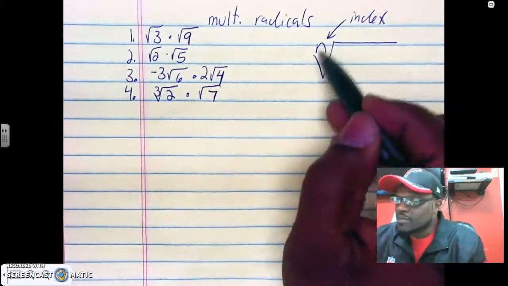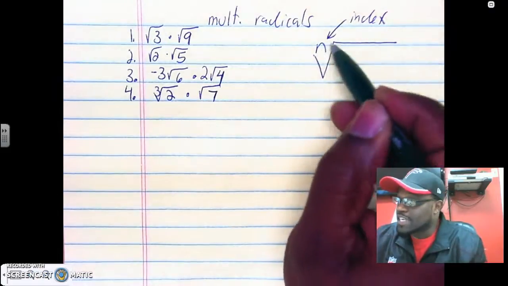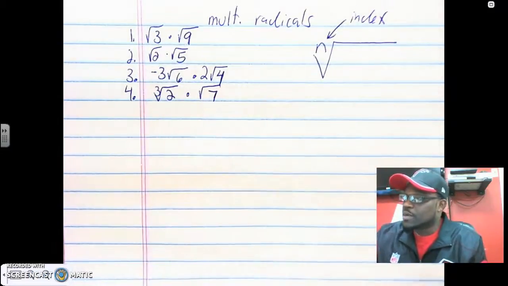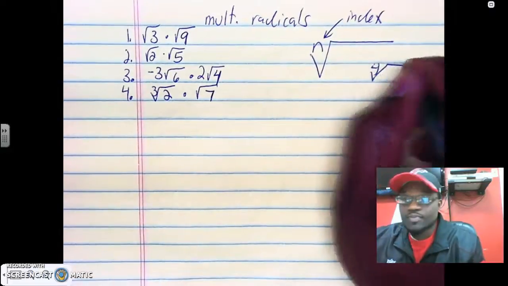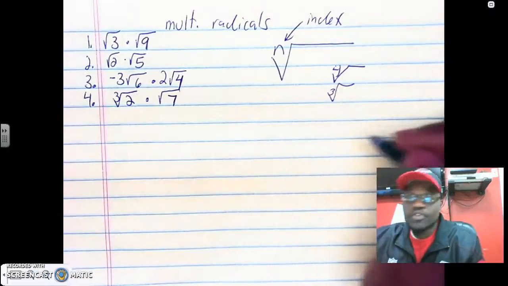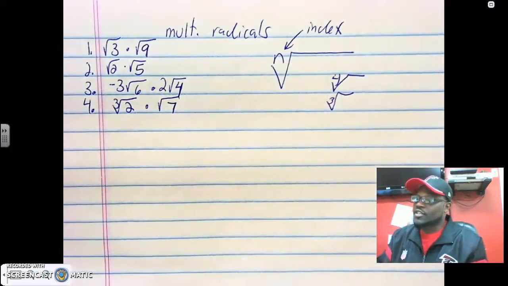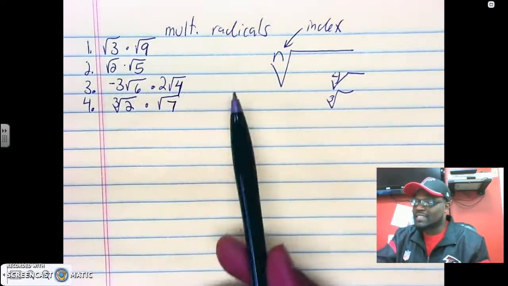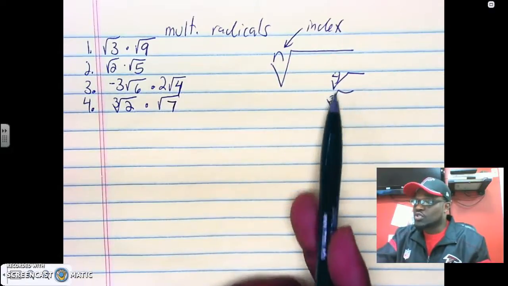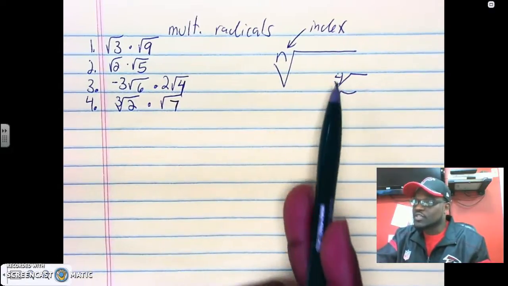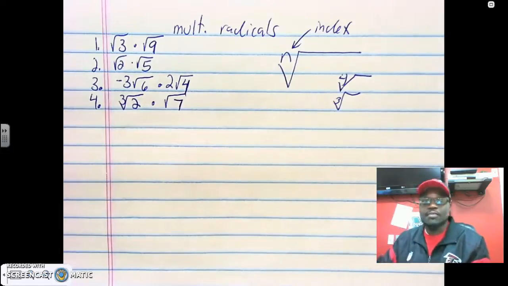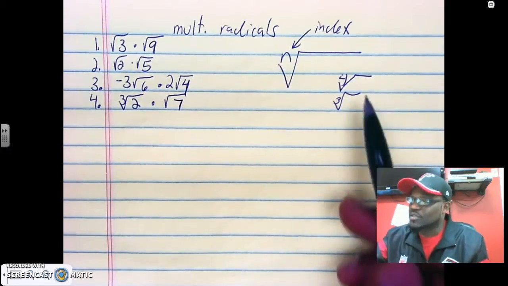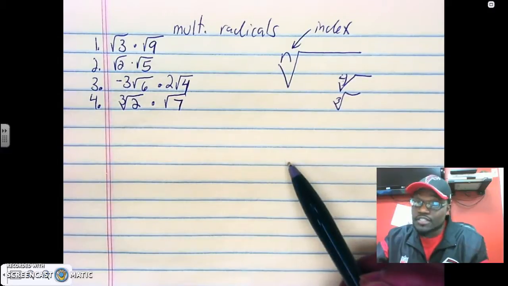Now, real quick, the number in front is called the index. If there isn't a number, it's understood to be a 2. That's why we call all these square roots. But I can have what's called a fourth root or a cube root or fifth root or whatever. Any other number other than 2 has to be written in there. You cannot multiply, add or subtract different root indices. So a cube root and a fourth root you can't multiply, or a square root and a fifth root you can't multiply. They have to be the same index or the same root. Hopefully y'all understood that.